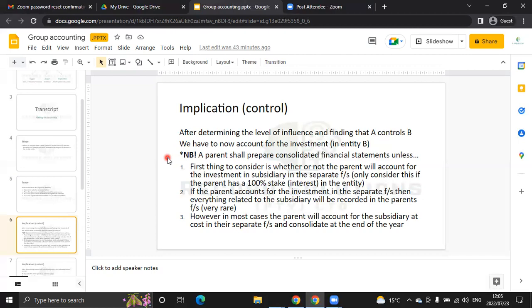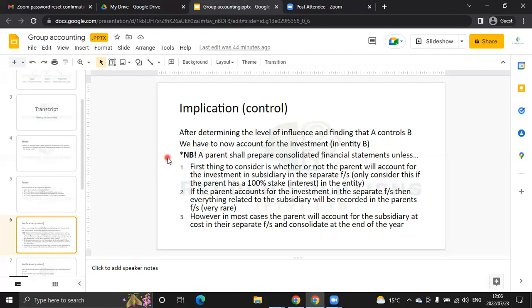There's no way around it. So as long as the parent does not have a 100% stake, you're going to prepare consolidated financial statements, right? And if they have a 100% stake in an entity, one of two things will happen. The parent can choose to record that whole investment in their separate financial statements, or if they don't choose to do that, they will also prepare consolidated financial statements.